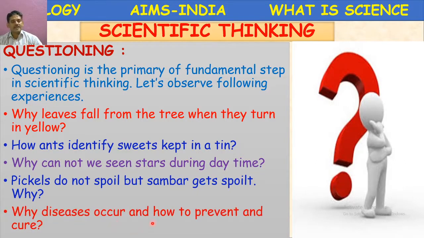Why do diseases occur and how to prevent and cure them? Okay. So what is a disease? How does it occur? What are the preventive measures? How to cure it? What is the medicine for it? Is the same medicine used for all diseases? No. Okay. What is the reason?